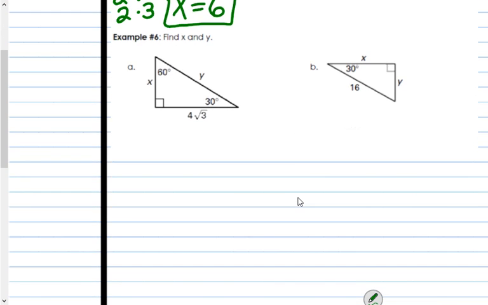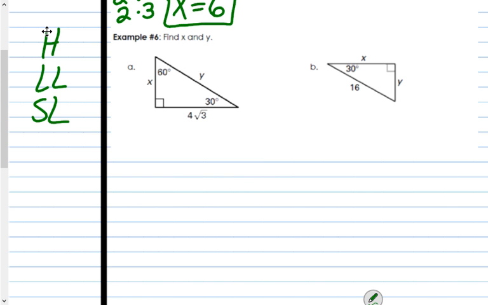Okay. Let's look down at examples 6a and b. We're going to find x and y. What I want you to do first is label this letter A, label the 3 sides. Hypotenuse, long leg, short leg. We're going to label the 3 sides. Okay. Which side is the hypotenuse? Hold on, I'm going to write this down. Hypotenuse, long leg, short leg. Okay, let's do it again.